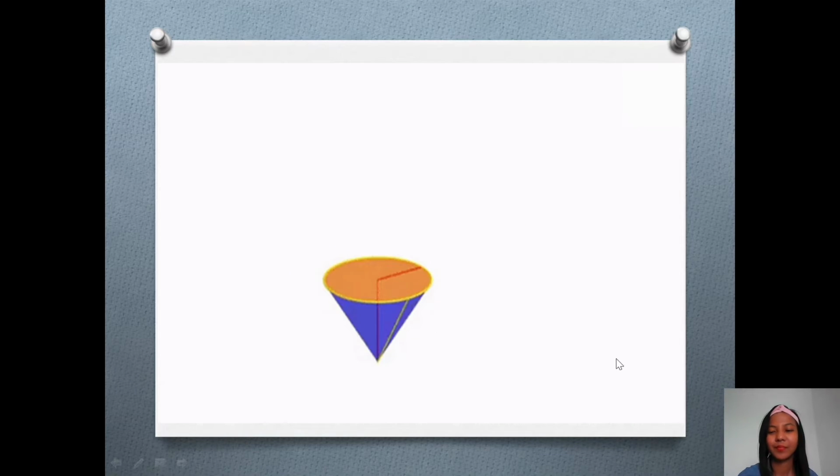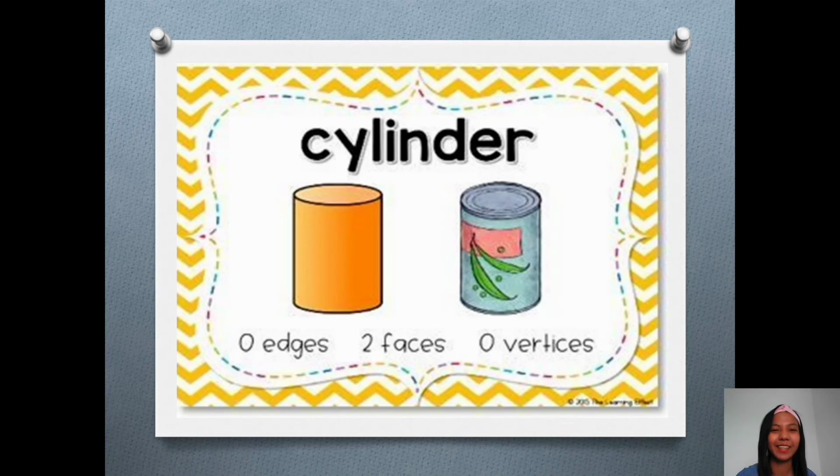Next we will talk about cylinder. Everybody read cylinder. So this is a cylinder, guys. An example is a can. Again, it has no edges since this part is a curved part. It has two faces: the flat surface at the top and the flat surface at the bottom, or the base, of this 3D shape.